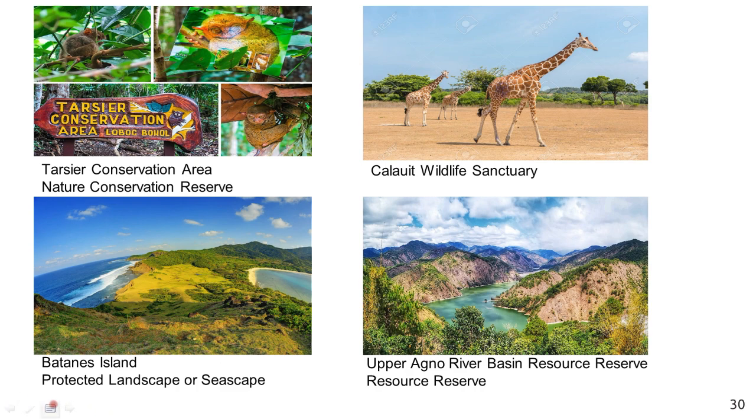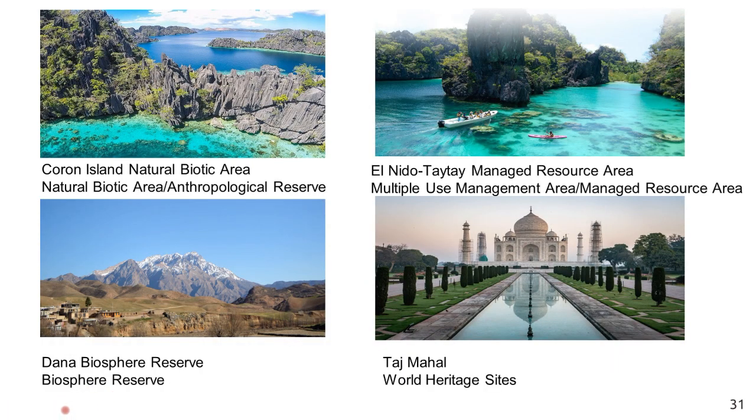So, and usually the resource reserve is open for potential studies, okay, ng mga scientists, mga people involved in the government. So, para makita nila ano pa yung mga potential uses within that kind of category. So, next one or the category 7 is the Natural Biotic Area Anthropological Reserve. So, example natin dyan is the Coron Island Natural Biotic Reserve.